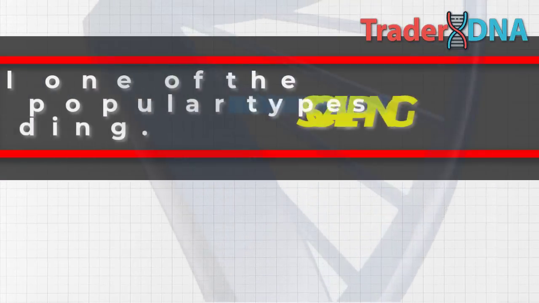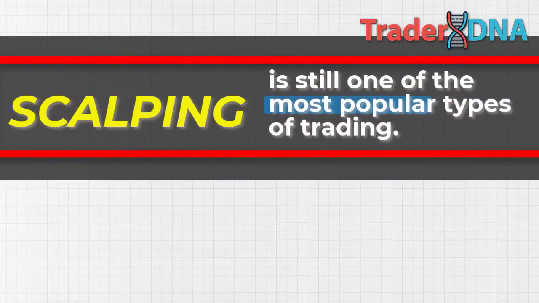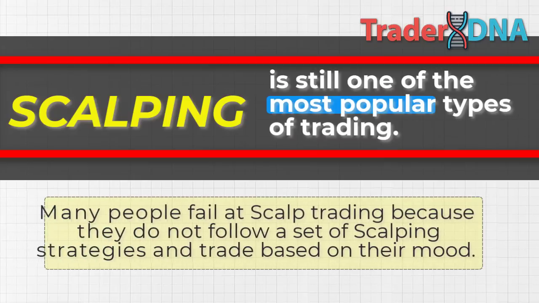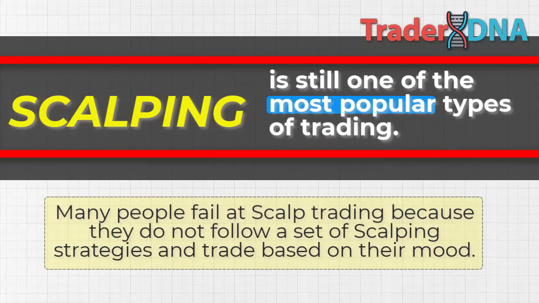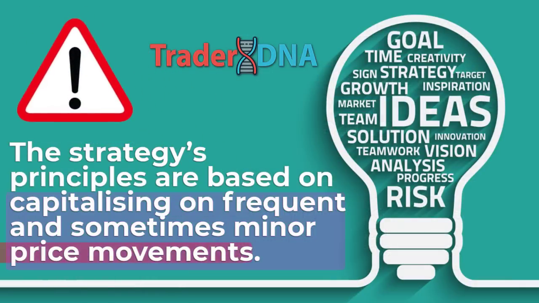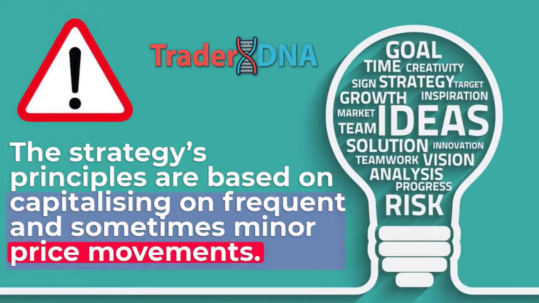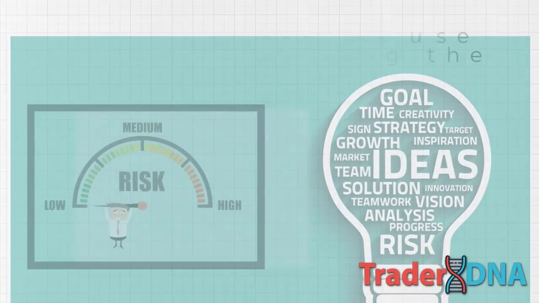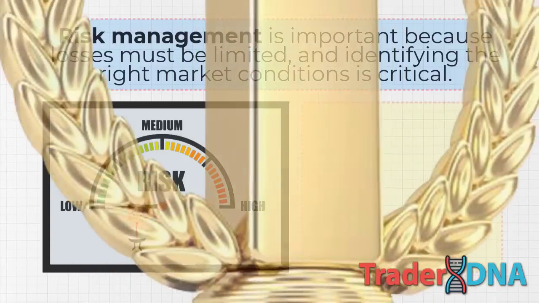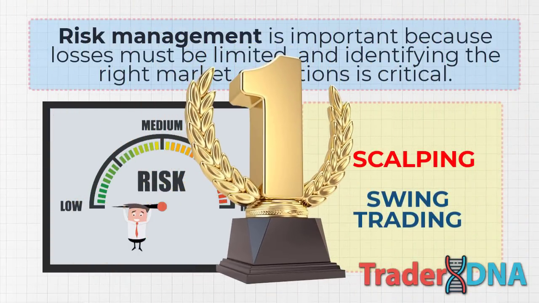Scalping trading is still one of the most popular types of trading. However, many people fail at scalp trading because they do not follow a set of scalping strategies and trade based on their mood. Scalping and intraday trading are becoming increasingly popular, owing to the potential for quick profits. The strategy's principles are based on capitalizing on frequent and sometimes minor price movements. Risk management is important because losses must be limited, and identifying the right market conditions is critical. Let's look at some of the most popular scalping and swing trading strategies for beginners that can help you profit from the market.